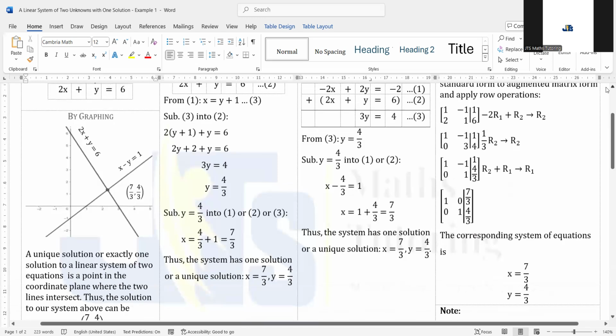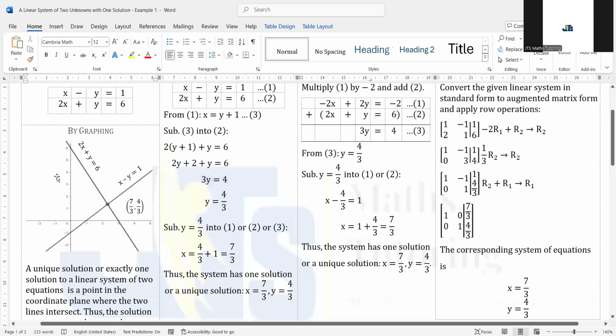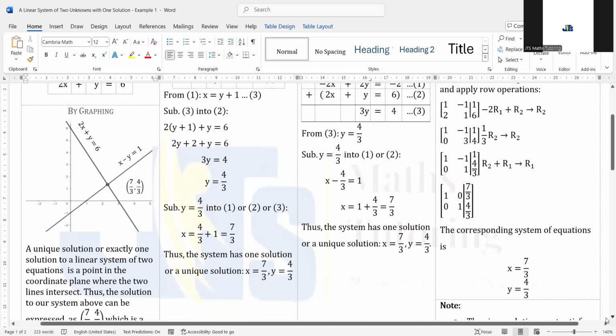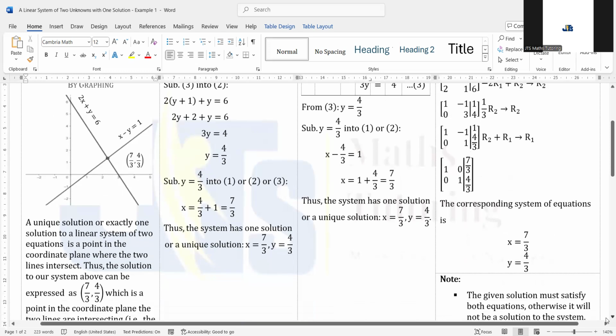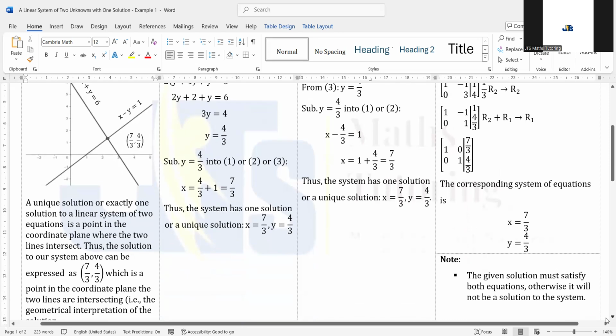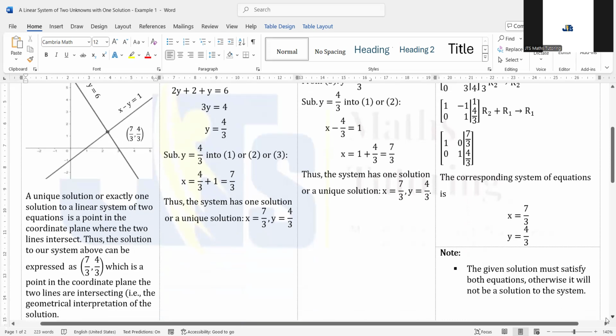Another way in which you can do this is that you can solve this graphically. I've drawn my 2 graphs here, and you can see that they are intersecting at a particular point in this coordinate plane, which is my XY plane here. So you've solved the system by the graphical method. So you just have to know how to interpret it geometrically, even without having the graph. A unique solution, or exactly one solution to a linear system of 2 equations, is a point in the coordinate plane where the 2 lines intersect, right? If these 2 lines are not going to intersect, it's either they are parallel or they are coincident lines, lying on top of each other, but we'll get to that.